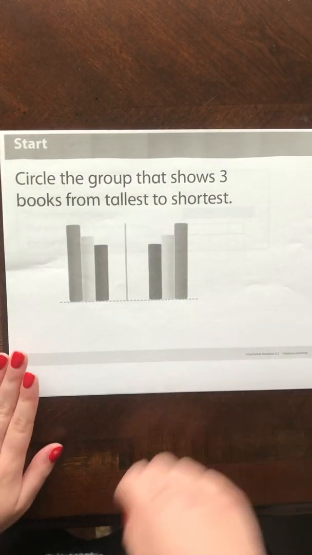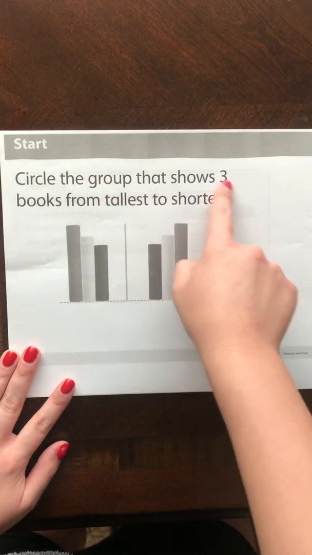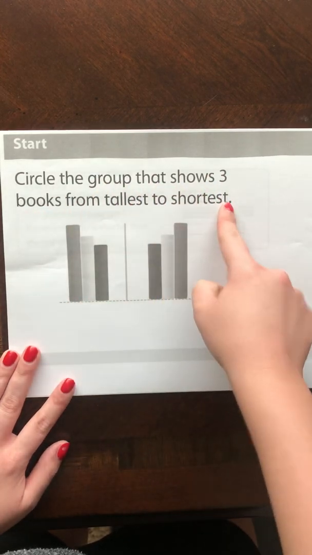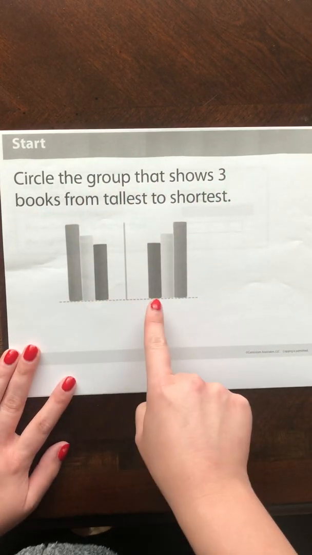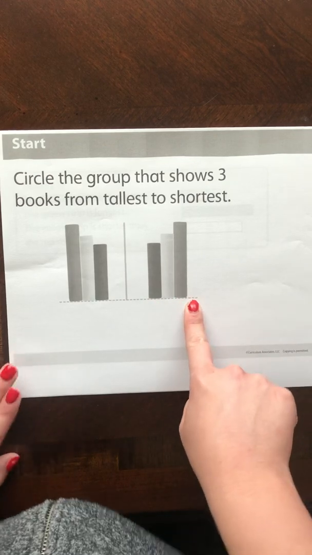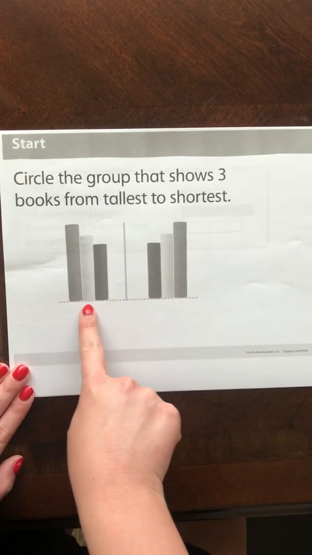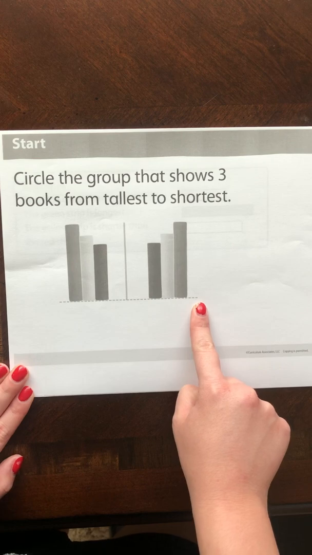To start, circle the group that shows 3 books from tallest to shortest. Here's one group and here's another group. And notice that all of our books are perfectly lined up on the dotted line so we can measure accurately.